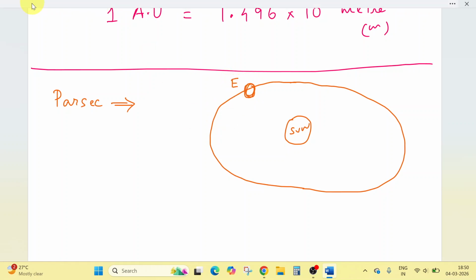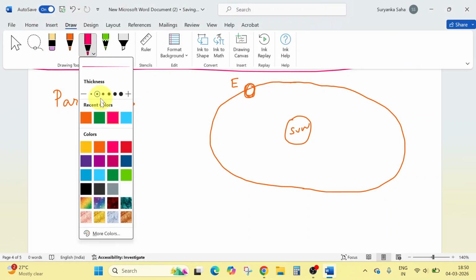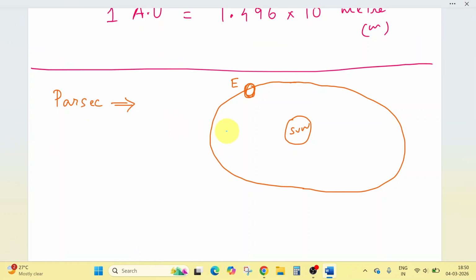Now the orbit is not circular. The distance between the Earth and the Sun is not the same everywhere. The radius would have been equal if it were circular, but here this is a smaller length and this is the bigger length.